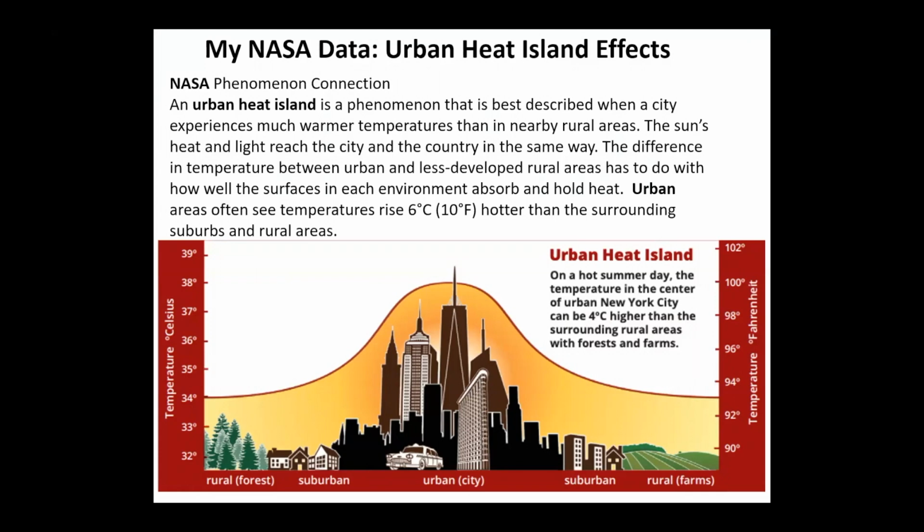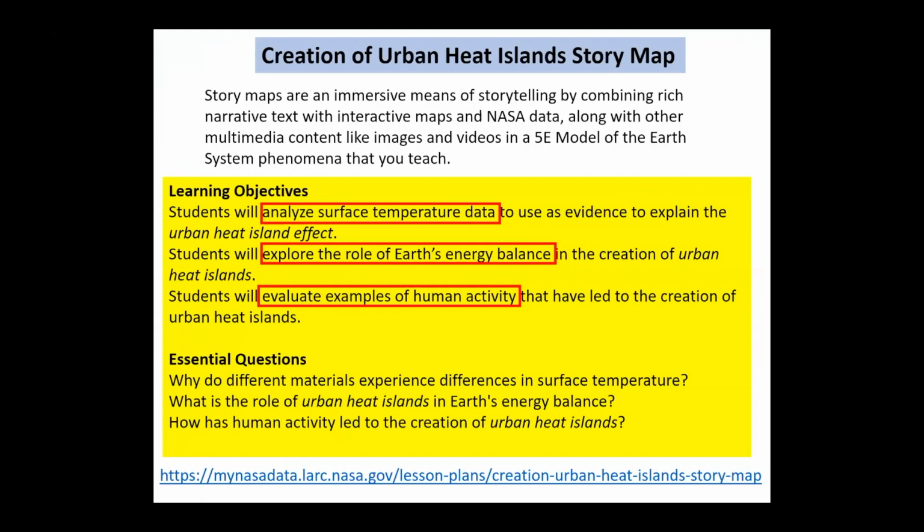And again, kind of a good example showing differences in temperature as you go from a rural forest to farms, to city, and so on and so forth. They have what is known as an urban heat island story map. And within the learning objectives of this story map, the students actually will be able to analyze surface temperature data, explore the role of this in Earth's energy balance, evaluate examples of human activity.